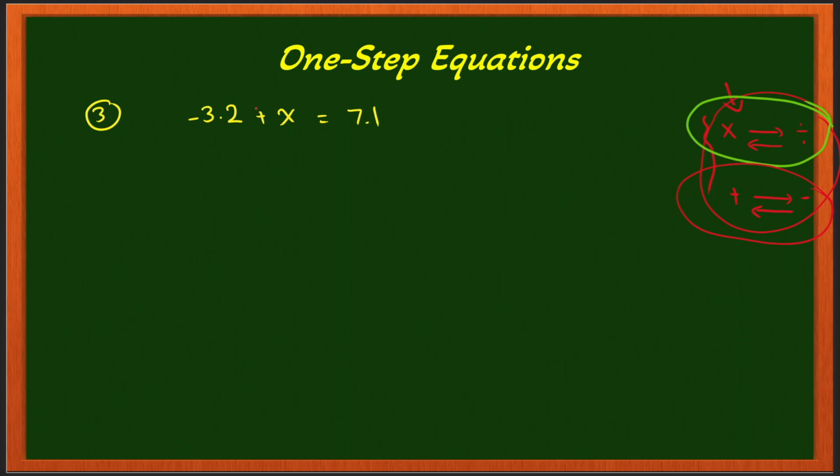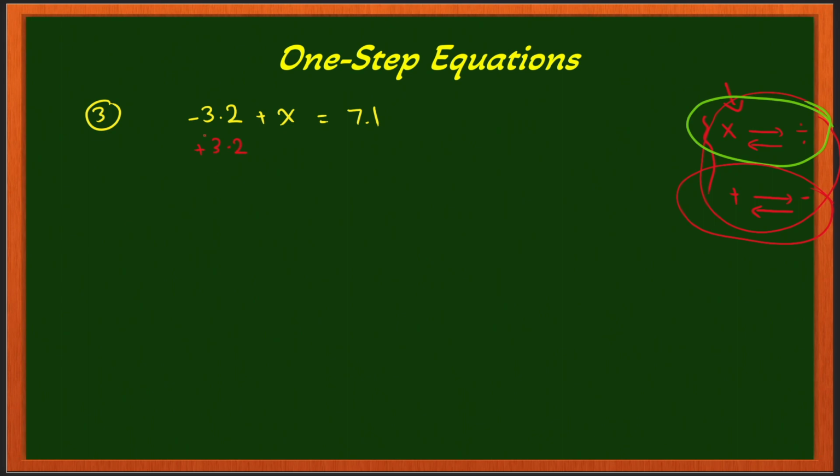Because this positive sign is for the x. Alright? What you need to look at is the number's sign. So we have a negative 3.2 here. To get rid of it, you're going to add the opposite of it. What's the opposite of negative 3.2? It's positive 3.2.